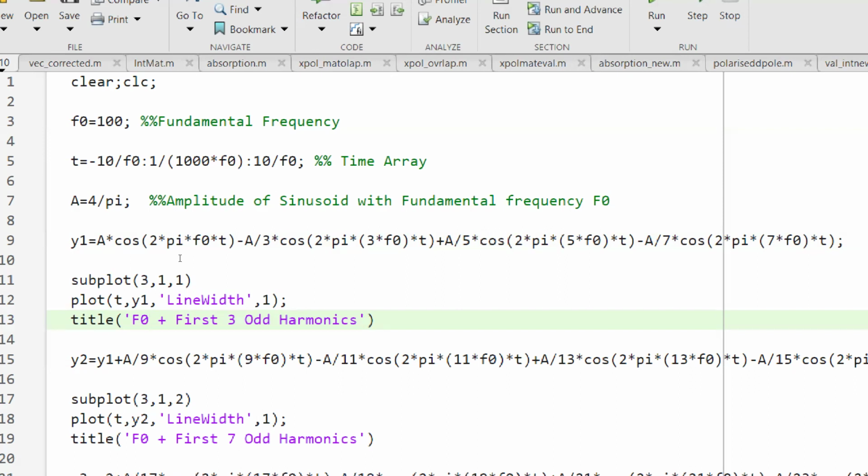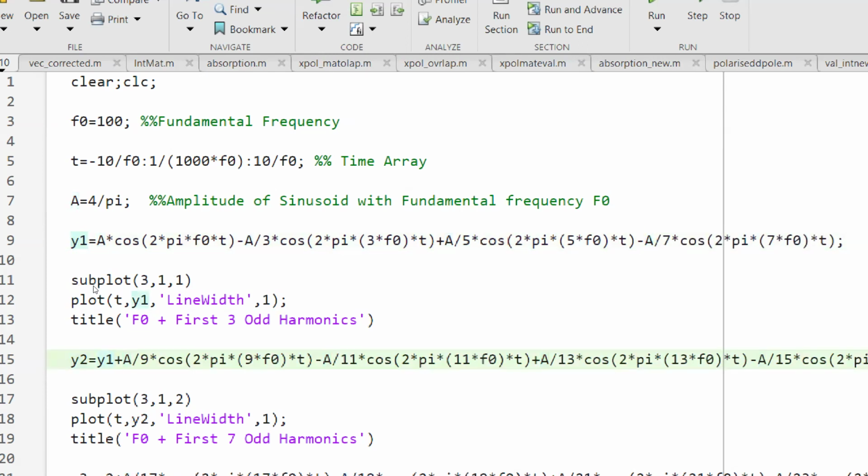In the next line, you can see I have already generated y1, which consists of the fundamental frequency and the first three odd harmonic terms. Here I have added more harmonic terms. Because y1 is already generated, within the same y1 I have extended this equation. The last sign was negative, so after that we are going to get the positive sign.